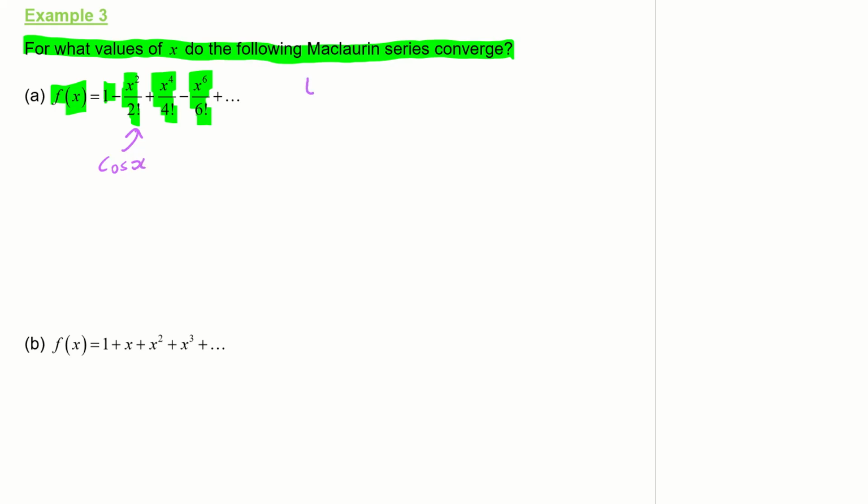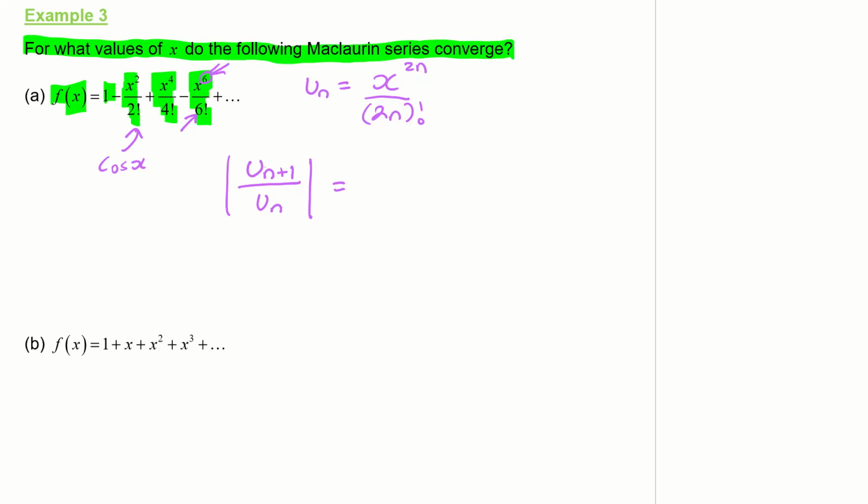The general term here would be x to the 2n over 2n factorial. We can see these are all even numbers, and the factorial on the bottom is the same as the power on the top. So a ratio test would look at u n plus 1 over u n in modulus, because we're not worried about the sign of it.